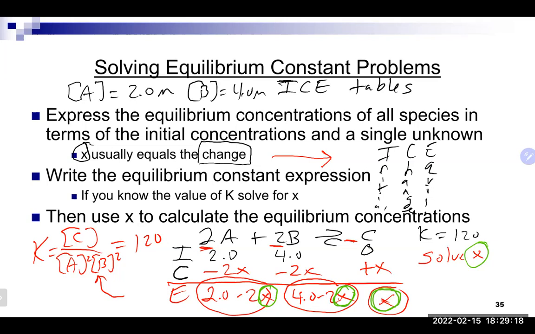And that 2 is really the mole-to-mole relationship, because mole-to-mole, right, this is 2 moles of A react with 2 moles of B, gives us 1 mole of C. And that's really what that 2 is for, that mole-to-mole relationship.